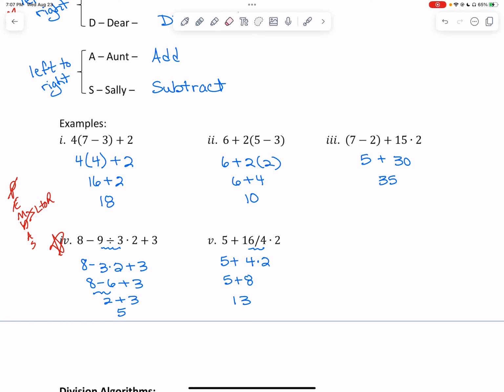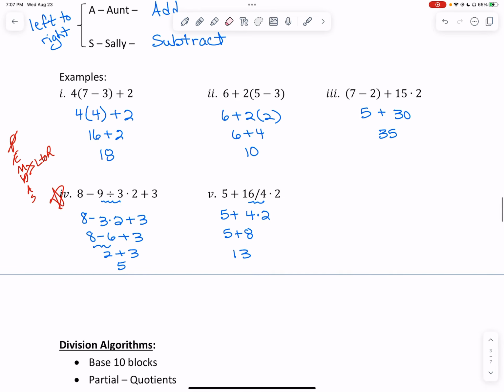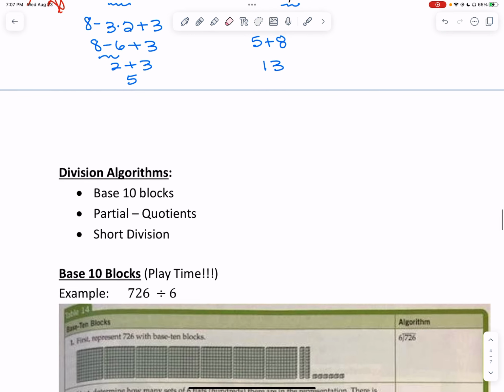So you'll have several of these in class to work. And I'll have you work them individually and compare them to your partner because I want you to try and do it on your own and then figure out where your mistakes are because it's really easy to fall into these traps. Okay. So now let's talk about some division algorithms.